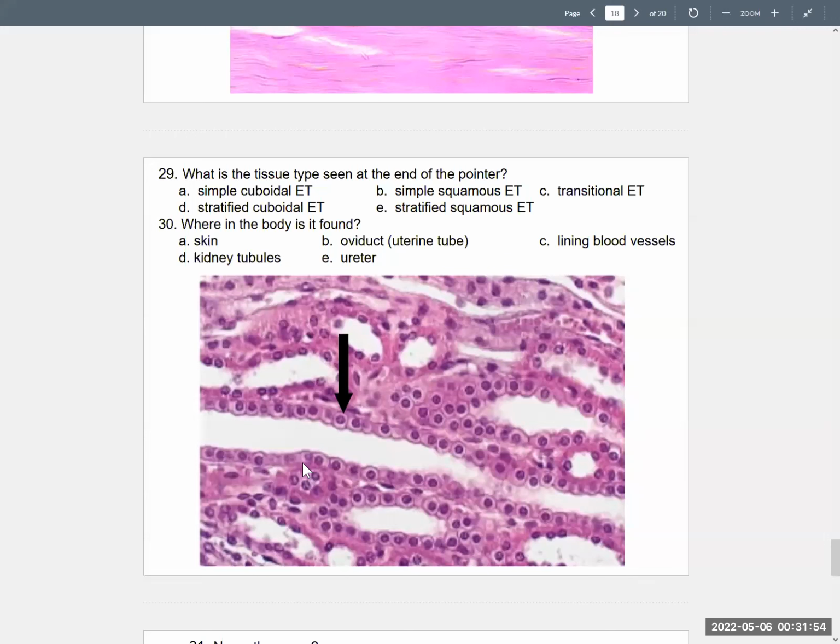It's not stratified, it has to be in layers. This layer here is a single layer. They're connected. For instance, I said if you take a sheet of paper, you have one layer of paper. Now roll it up into a tube. You still have only one layer of paper. We're not going to overlap the ends. We're just going to bring them together. So this is simple cuboidal. Where in the body is it found? Now, from the choices you're given, Charlie, you said it's simple cuboidal?